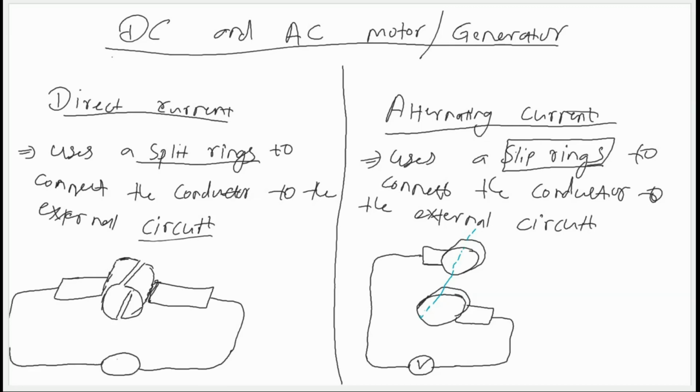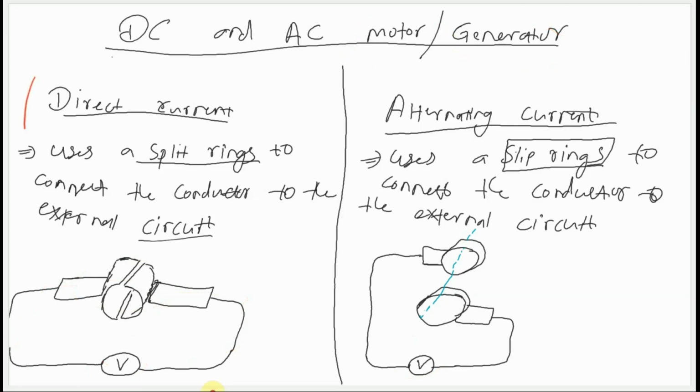So once you move out of the magnetic field loop and then you come here through these rings, you are actually going to the external circuit. So this is the external circuit. So those are the two types of systems for the motor or a generator.